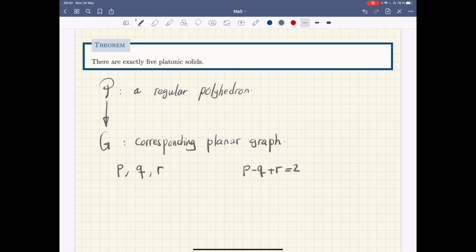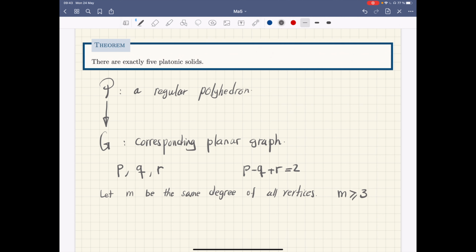So I would say that let M be the same degree of all vertices. Okay, but can you tell me what is the minimum value for M? Can I have a degree 1 vertex? So what's the minimum? It's 3, yes? So the minimum value is 3. It cannot be lower than 3, yes?